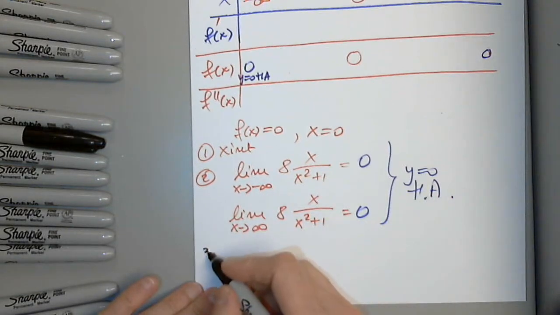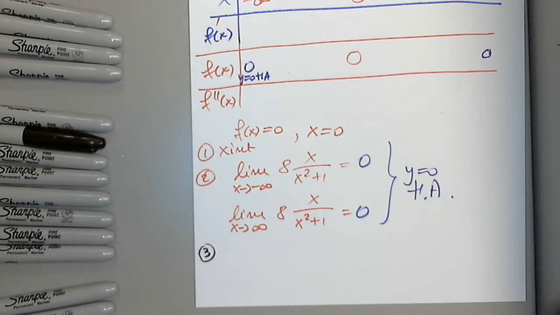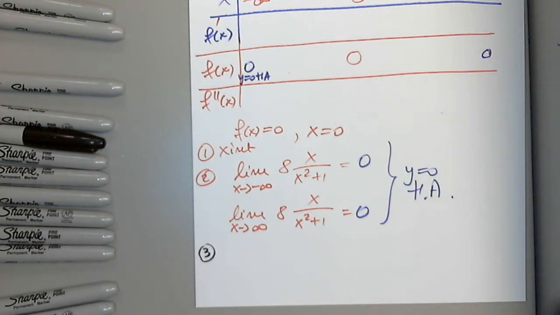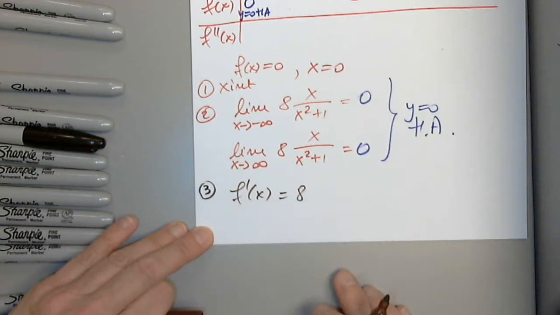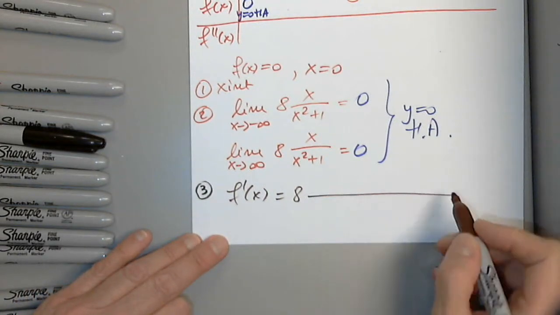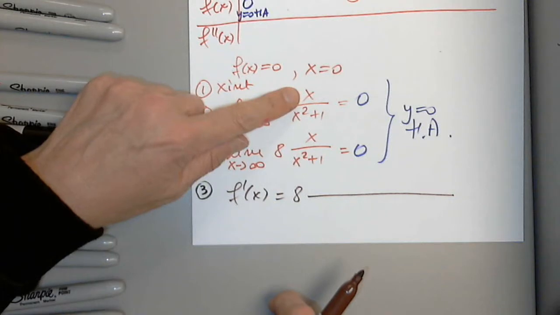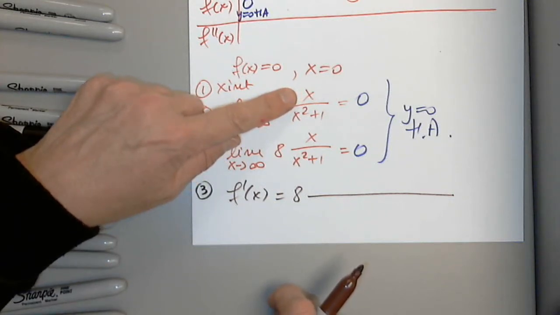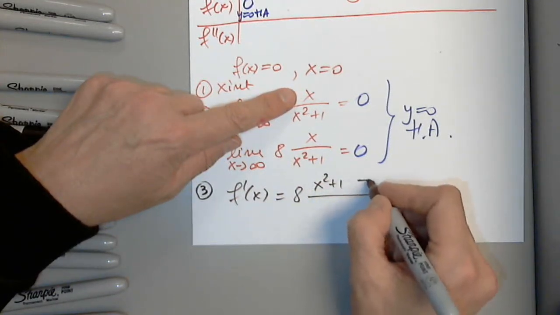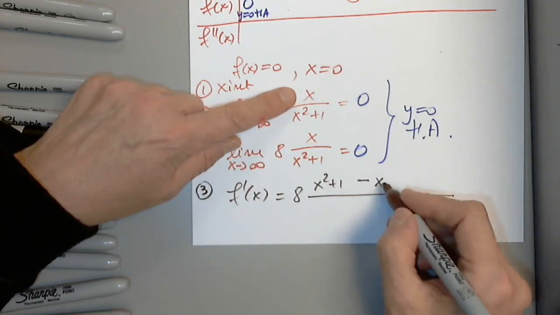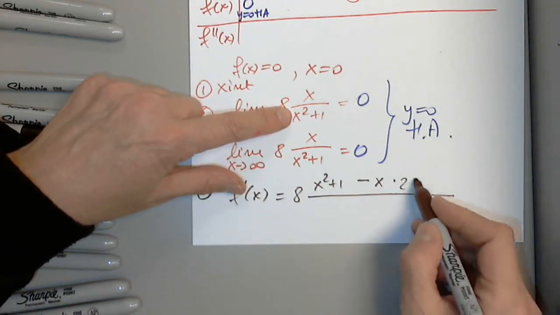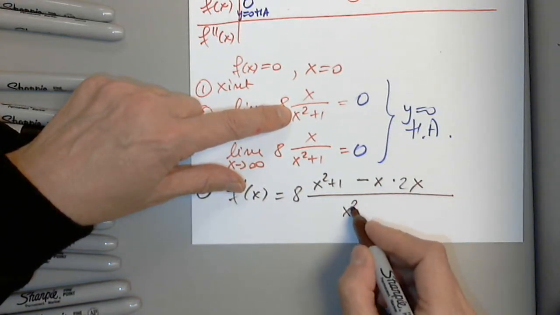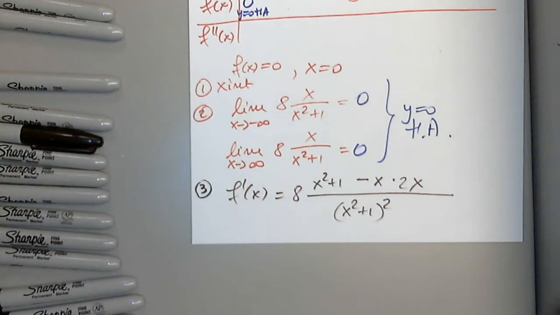Step number 3, what do I have to do next? Excellent. F prime of x, leave the 8 outside, don't waste your time with it. Top function prime, very good, times the denominator, minus the top times the denominator prime. Perfect. Over the denominator squared. Excellent. Well done.